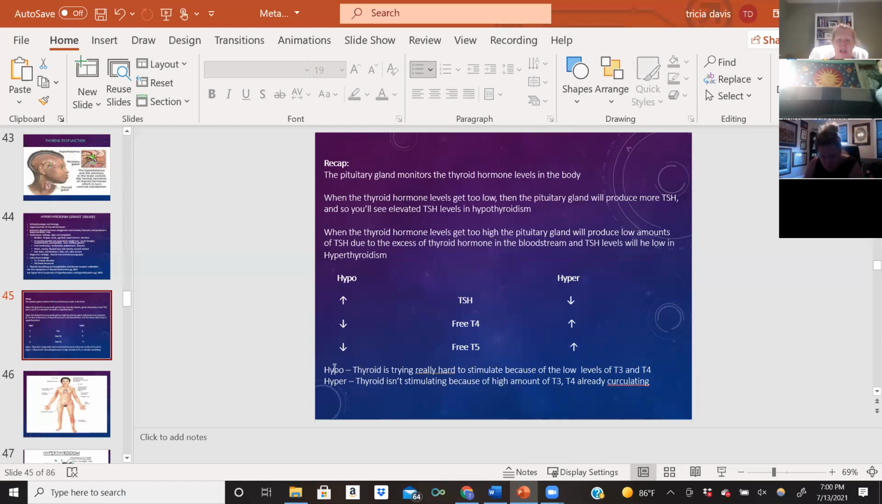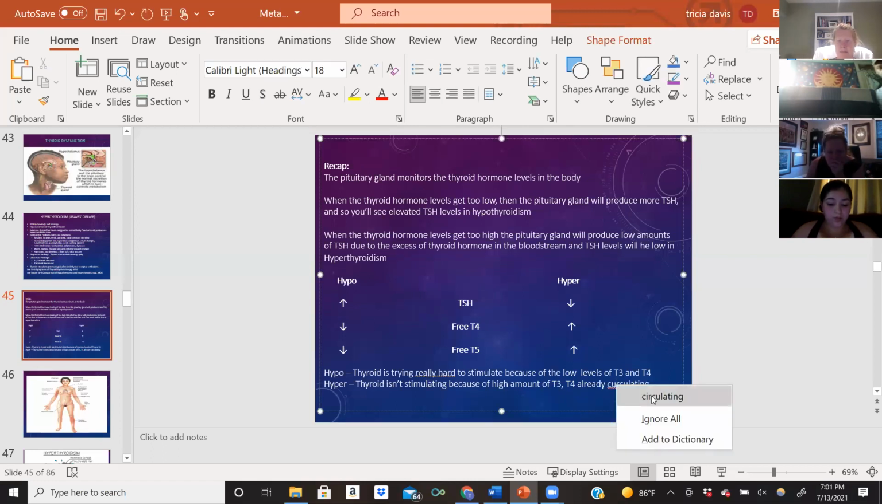So think of it this way. With hypothyroidism, the thyroid is trying really hard to stimulate because there are low levels of T3 and T4. So it's working overtime because the levels are not appropriate. With hyper, the thyroid isn't stimulating because we have high amounts of T3 and T4 that are already circulating in the body.